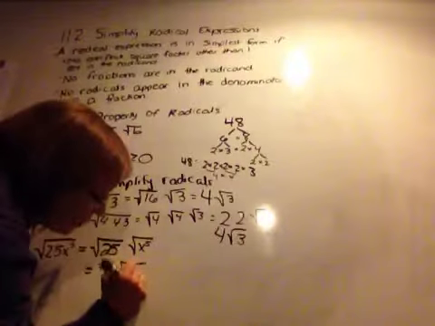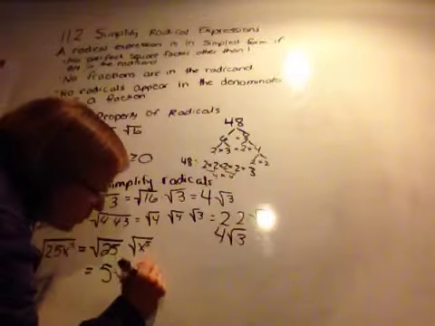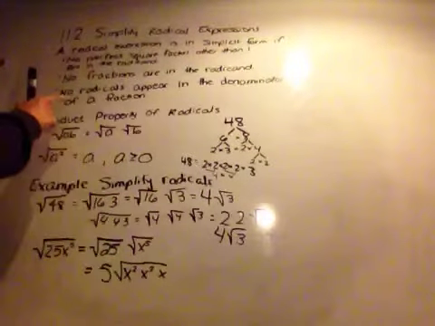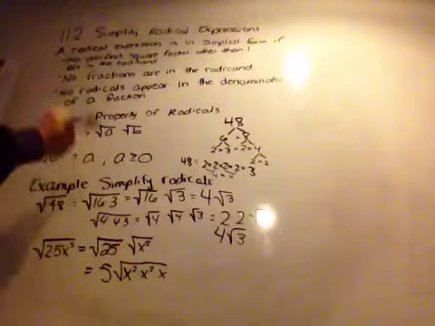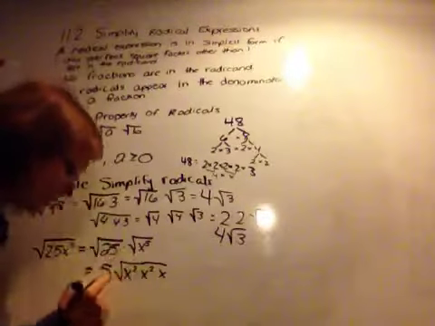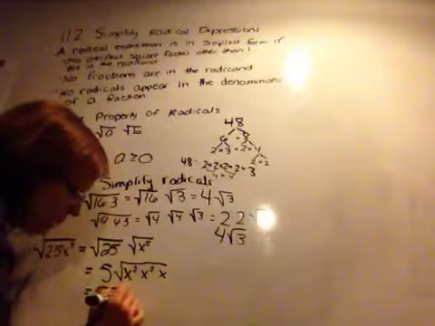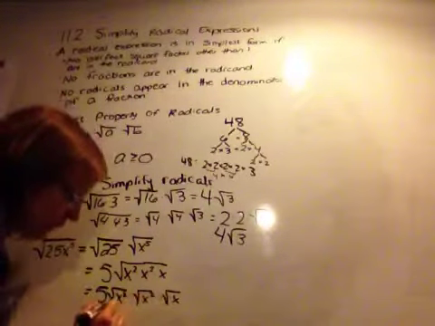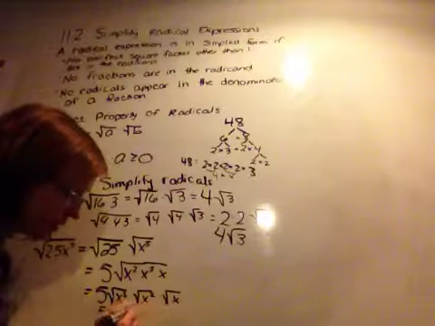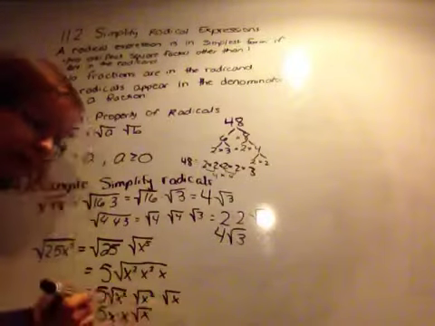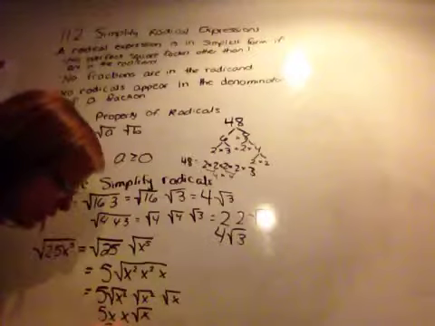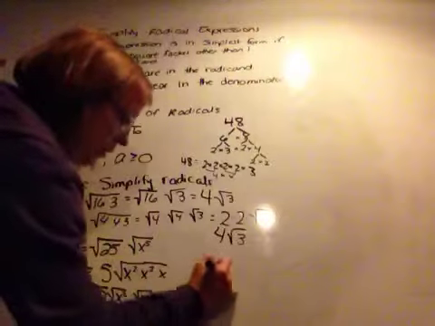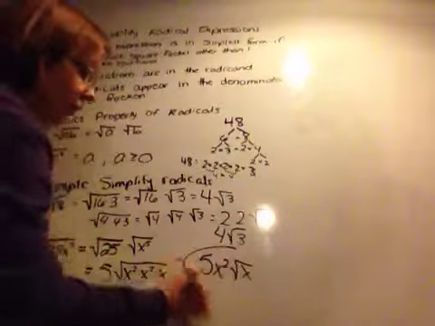So what I'm going to do is write x to the 5th as x squared times x squared times x. I know if I write them in terms of x squared, the square root of x squared is going to just give me x. So that's why I'm writing it this way. I'm going to split these all up. The square root of x squared is x. Square root of x squared is x. And then I have the square root of x. x times x is x squared. So I have 5x squared times the square root of x as my answer.